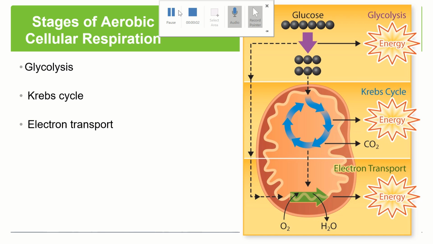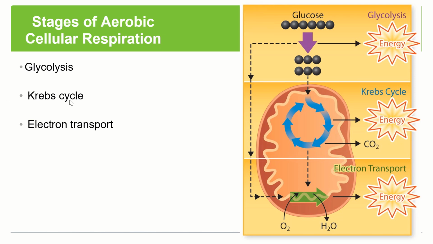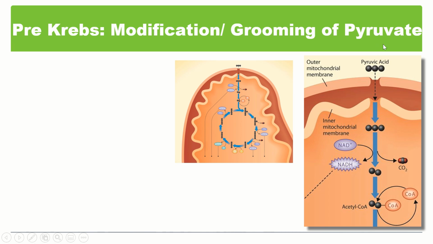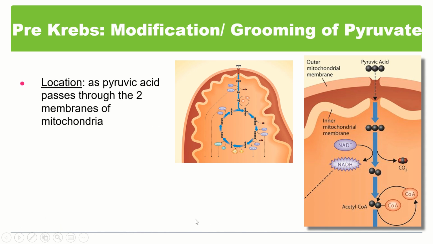Okay, so for this video, we're going to review the remaining two steps of aerobic cellular respiration, the Krebs cycle and the electron transport chain. So first, you have this pre-Krebs cycle step between glycolysis and the Krebs cycle. It's called various things. I usually call it modification of pyruvate. Sometimes I've seen it called grooming of the pyruvate. It's just getting the pyruvate ready for the Krebs cycle.